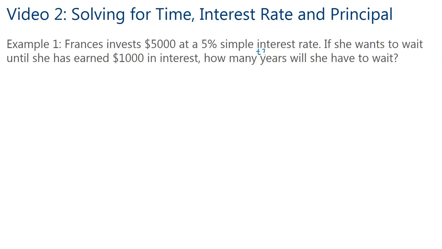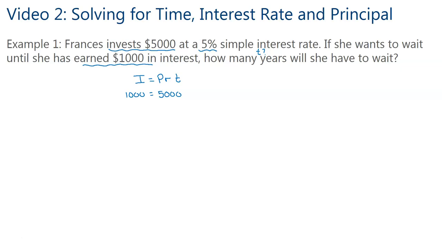So we'll start by writing out the formula and then plugging in the values we know. Now I stands for the amount of interest earned. It tells us right here we have $1,000 in interest. P is the initial amount that's invested, which we see here is $5,000. R is the interest rate, 5%.